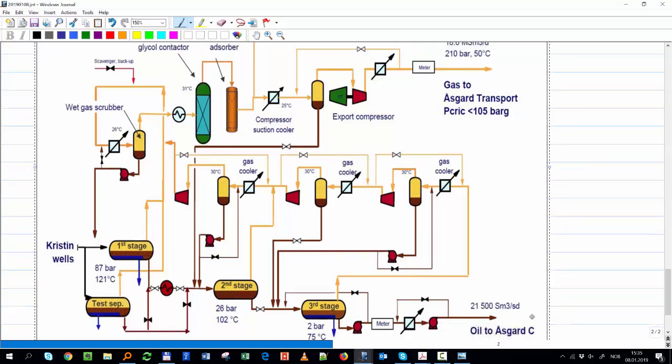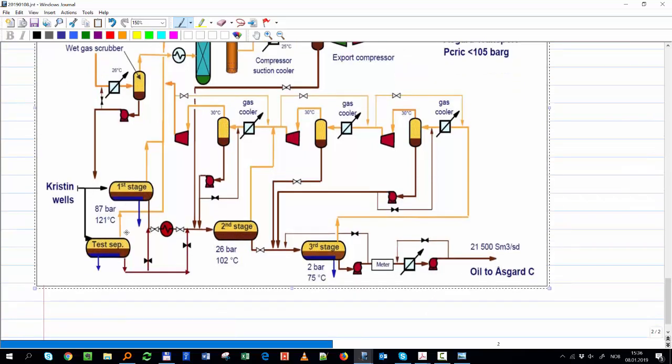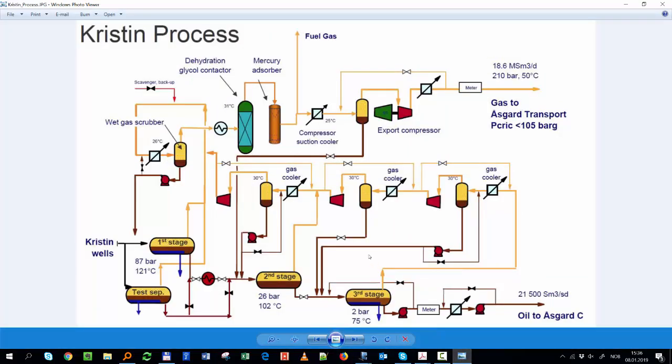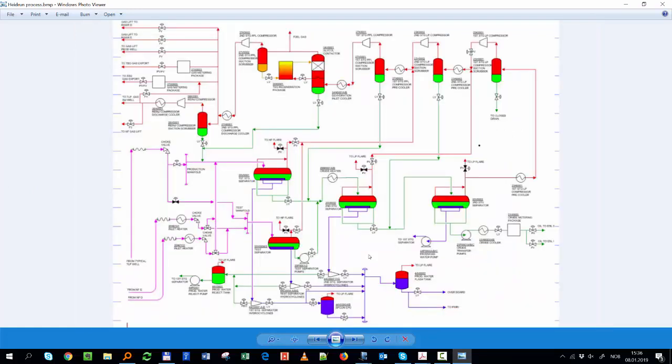But with the gas, you have to be careful. I cannot just merge it. I have a compressor, so I have to take out the liquid before it goes into the compressor. So now let's look at the second one. That was Christine, a gas field, and Heidrun is an oil field. That one is a bit more complex.